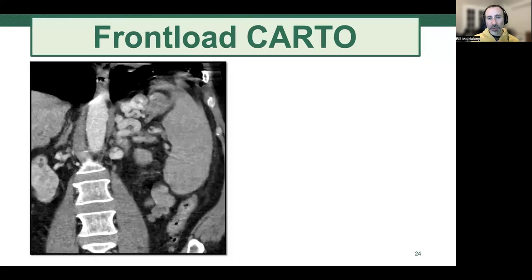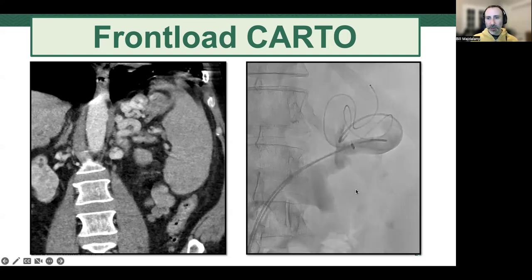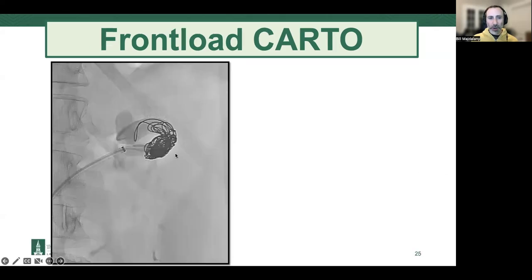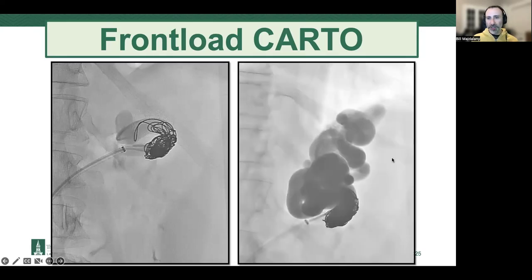So that was a front-loading PARTO. This is a front-loading CARTO. Again, you see gastric varices here in this coronal image. We access the gastrorenal shunt, we coil it, we have another catheter beyond it already. We then fill the varix in its entirety, and we have completed the procedure.